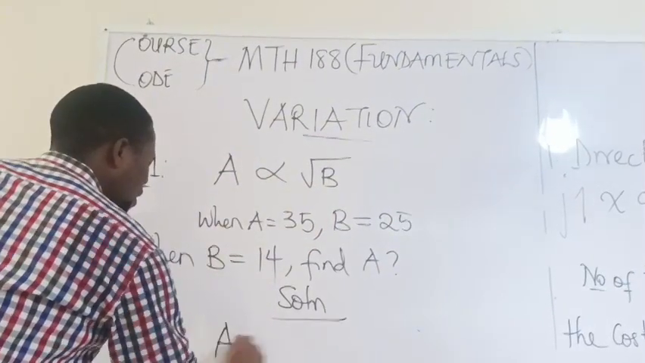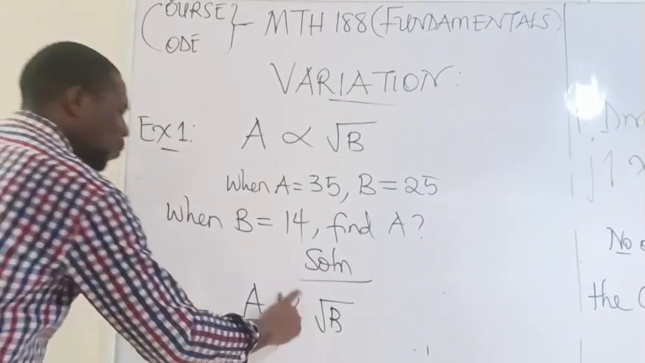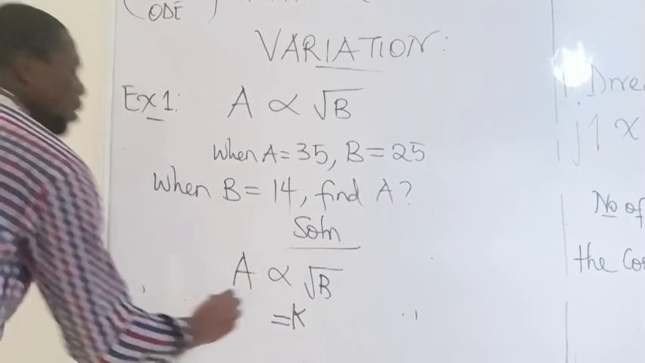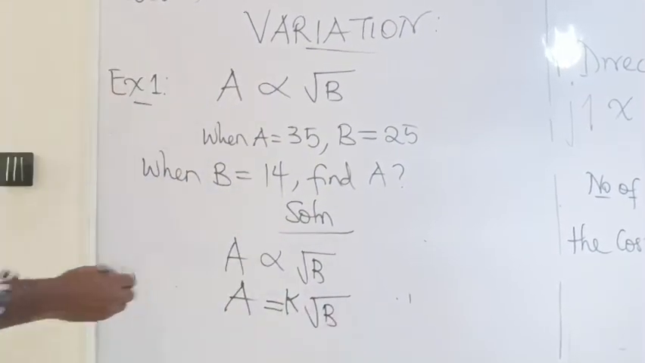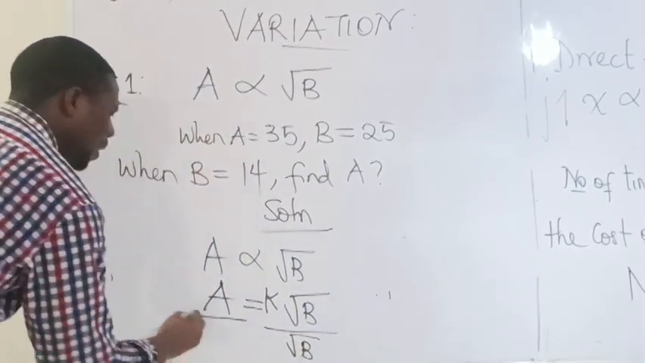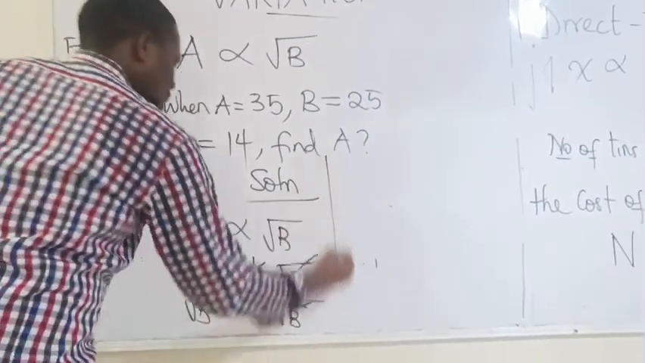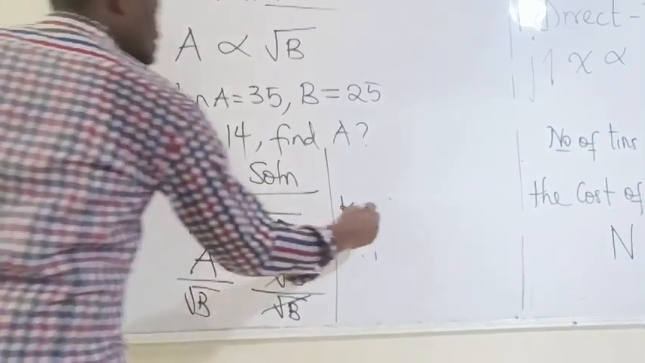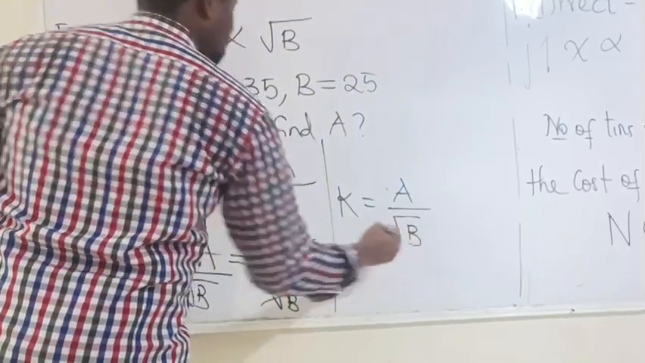So quantity A varies directly as the square root of B. So I could replace this sign with an equals to, with a constant of proportionality K, then I could write the variables here, or the quantity here, B. Now to find K, I could divide both sides by the square root of B, and definitely we figure out that K, which is the constant of proportionality, is simply A, quantity A over the square root of quantity B.